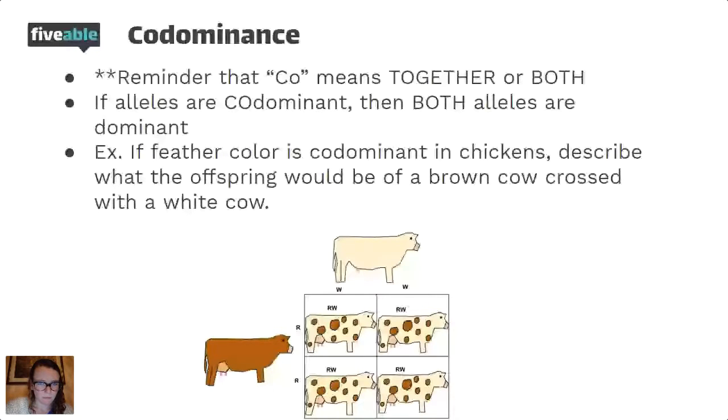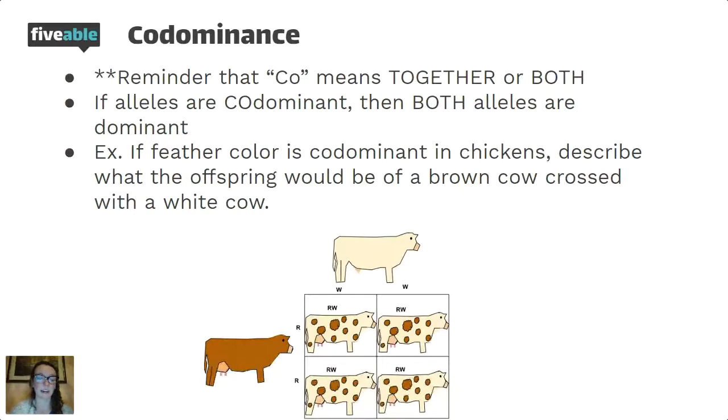Ooh, I changed some of this example and not all of it. My apologies. It should say if coat color is codominant in cows, describe what the offspring would be of a brown cow crossed with a white cow. Because this also happens in feather color with chickens, and you can see that as well.